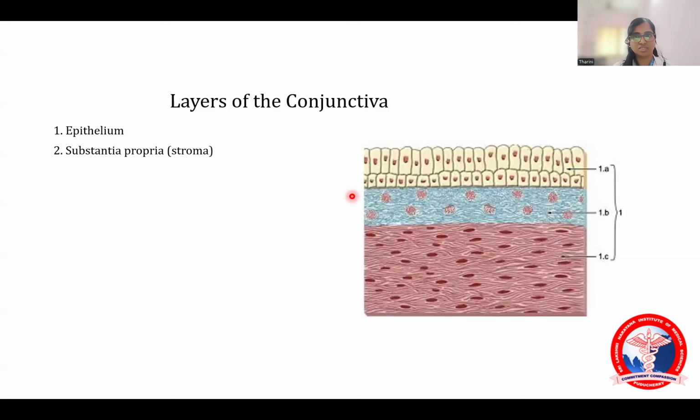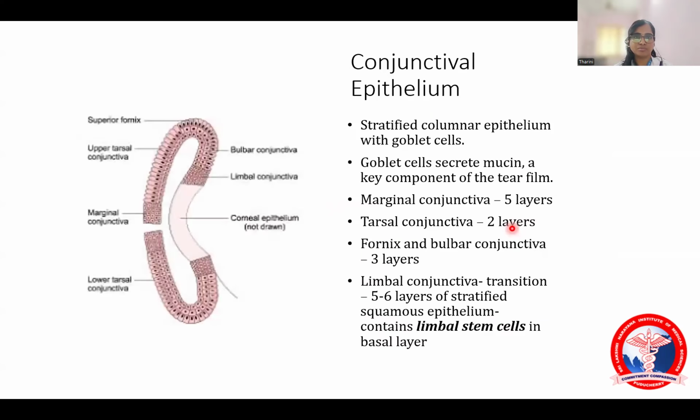Then we're going to discuss the layers of conjunctiva. It has two layers: the epithelium and the substantia propria or stroma. This is the epithelium, this is the stromal part. The conjunctiva is lined by stratified columnar epithelium with goblet cells in between. The goblet cells are responsible for production of mucin, which is a key component of the tear film.